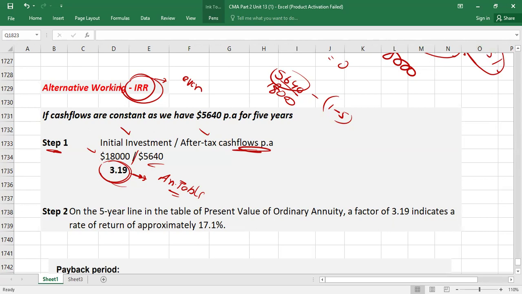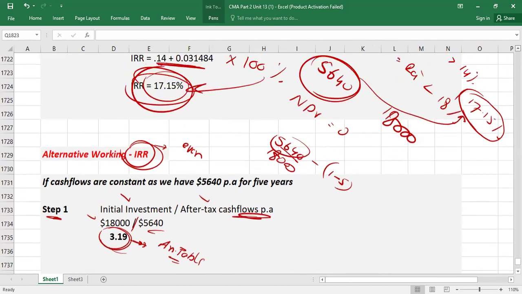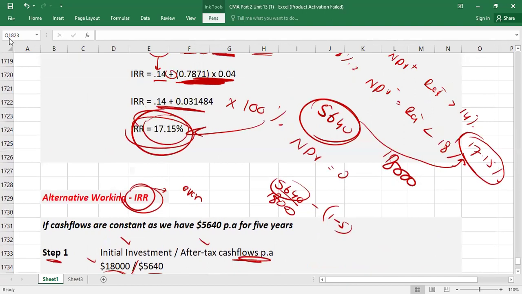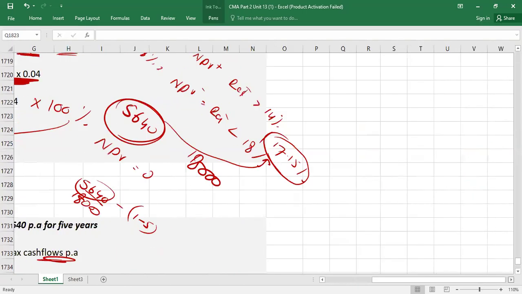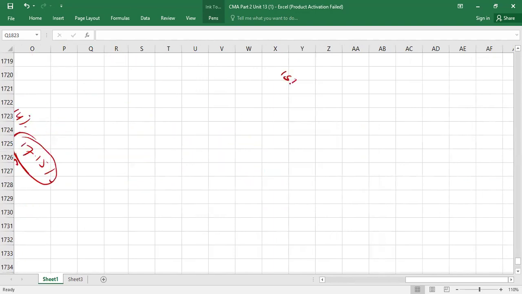Okay. I hope it is clear, right? So these are two ways I told you how to calculate IRR. The first way: first calculate the first NPV. If it is positive, then you need a second NPV that should be negative.